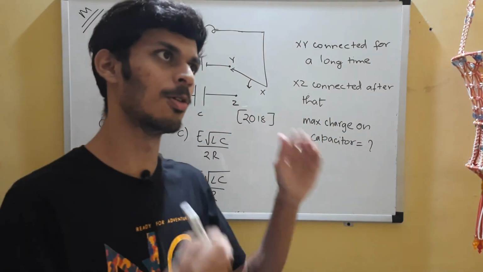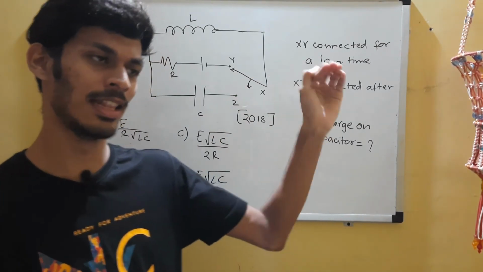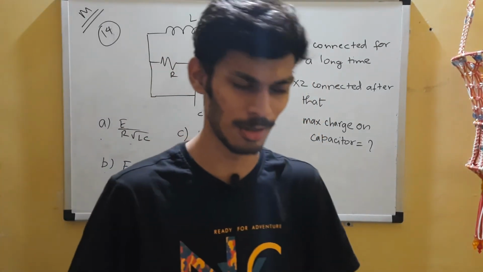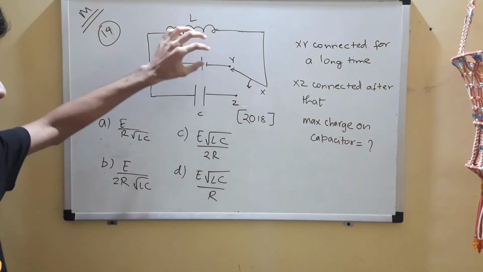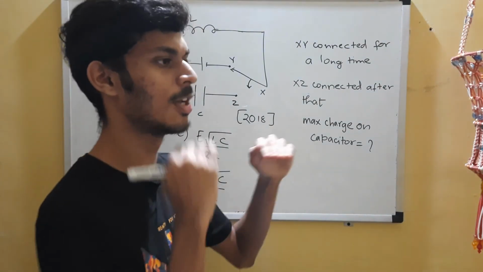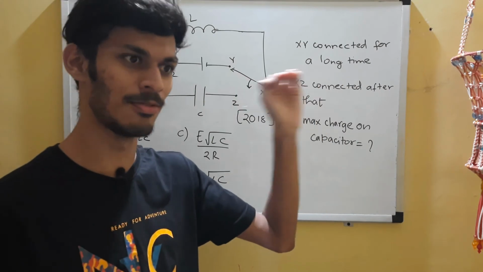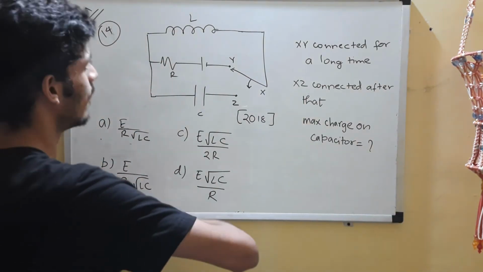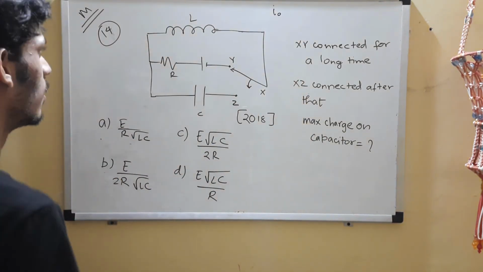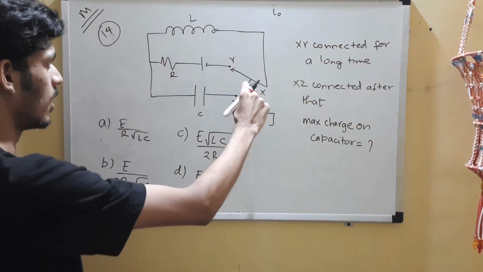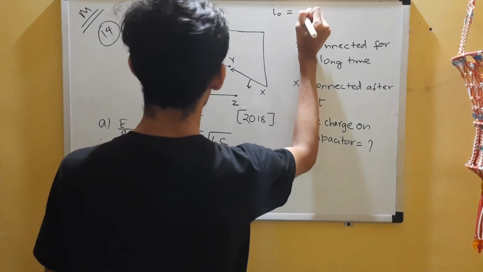It will grow and grow until it achieves a steady maximum value, and at that value, the inductor will be useless, good for nothing. So when they are connected for a long time, the current will grow gradually and finally attain a steady maximum value. In fact, you can find the value of that current. Let's say it is I naught, the maximum current through this circuit. That will be E by R.